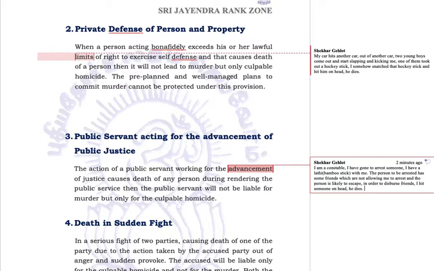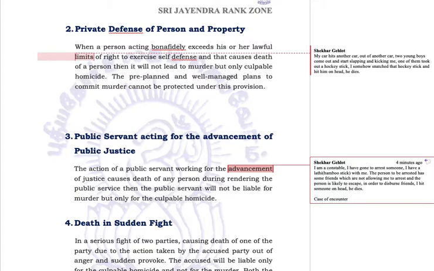Exception number three, which says public servant acting for the advancement of public justice. Therefore, my act in such case shall not be treated like a murder, it shall be treated like culpable homicide alone. Okay, and I shall be given a lenient view while I am sentenced. But we should not confuse it with the case of encounter.